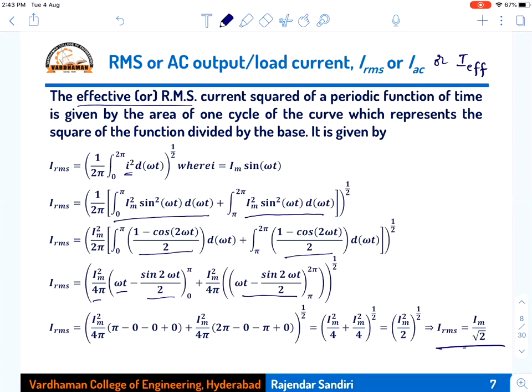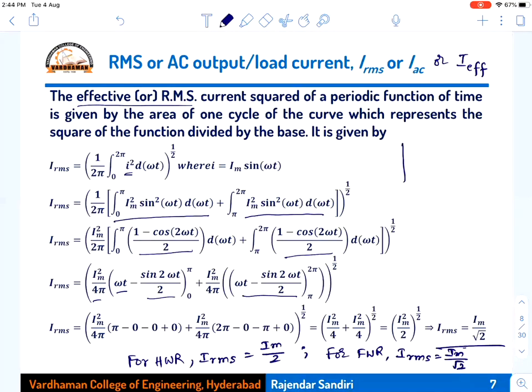So the RMS value of a sine waveform is Im by root 2, and the RMS value of this full wave rectified signal is also Im by root 2. In both cases it is conducting for the full cycle. Therefore, you will get IRMS as Im by root 2. So for the half wave rectifier, IRMS is equal to Im by 2, but for the full wave rectifier, we got IRMS equal to Im by root 2. Now I have taken this for one cycle, right?